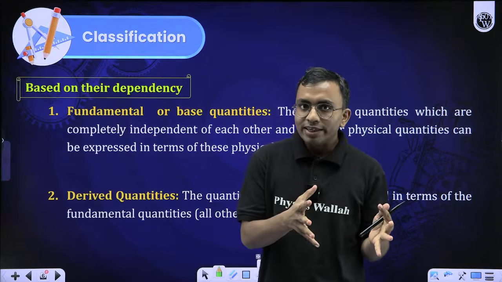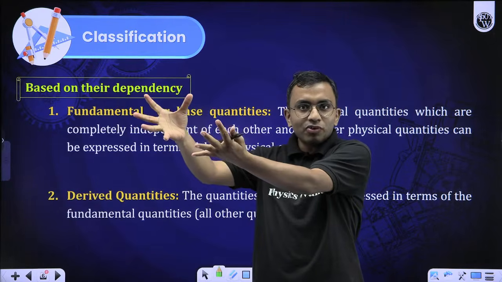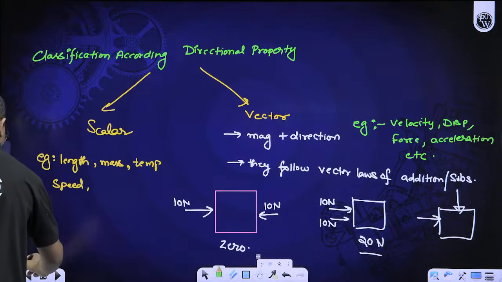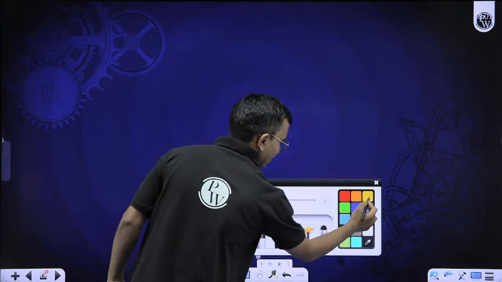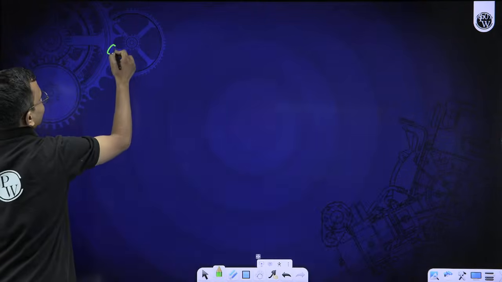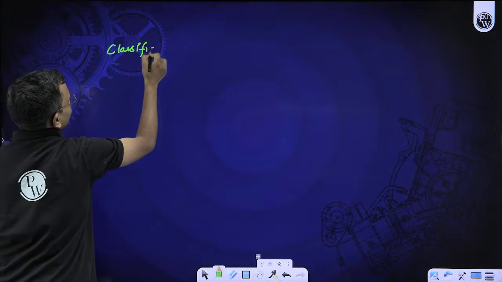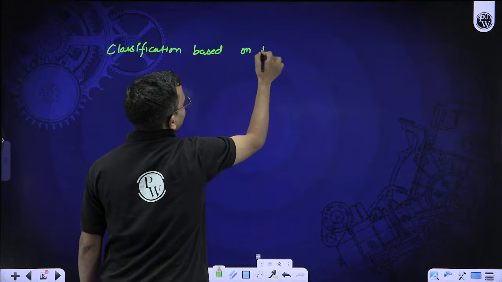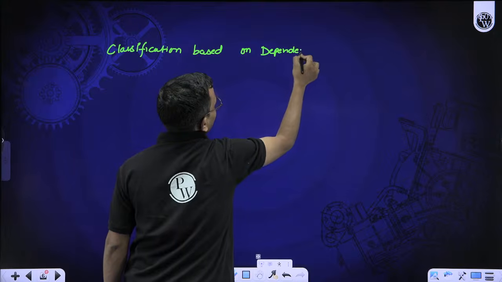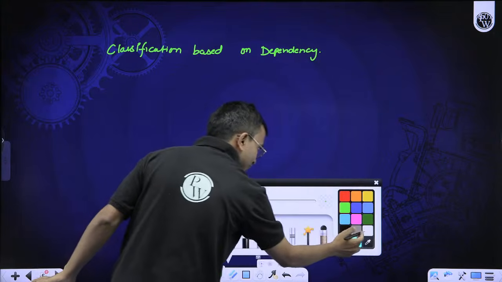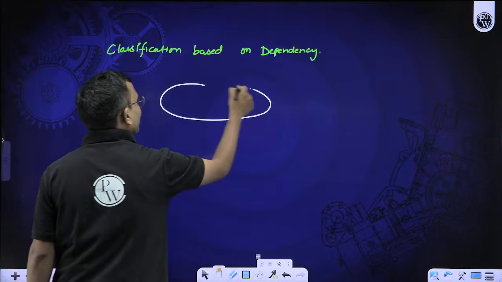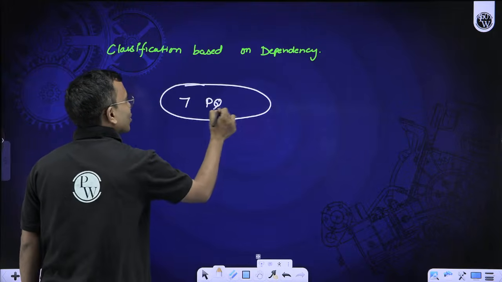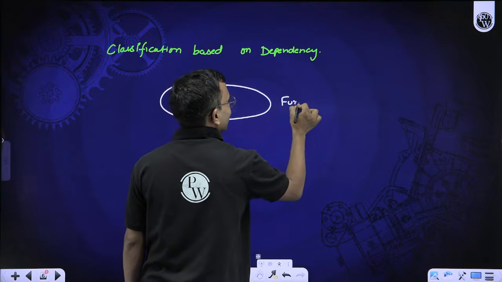So a few of the physical quantities, we define them as the fundamental quantities, and then we say all the other physical quantities depend upon them. So that classification is according to the dependency. Classification based on dependency. A few of them we defined as fundamental, and how many of them are there? Just 7. So 7 physical quantities, we call them the fundamental physical quantities.